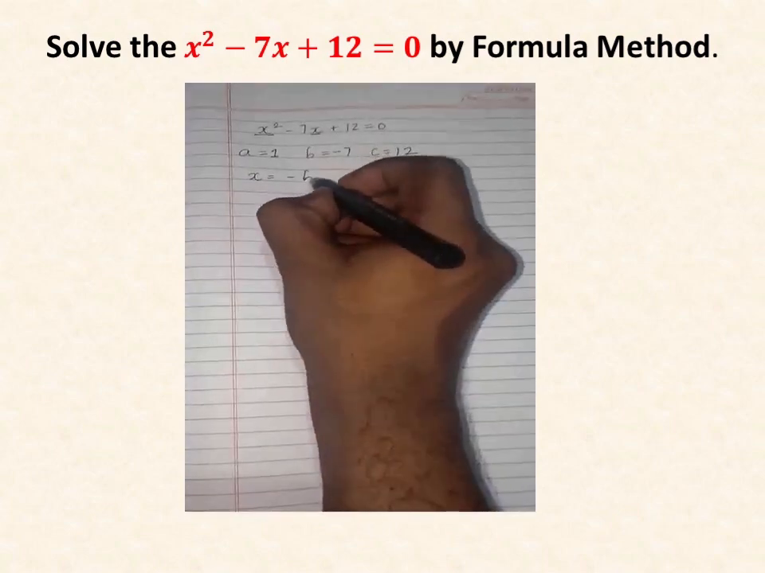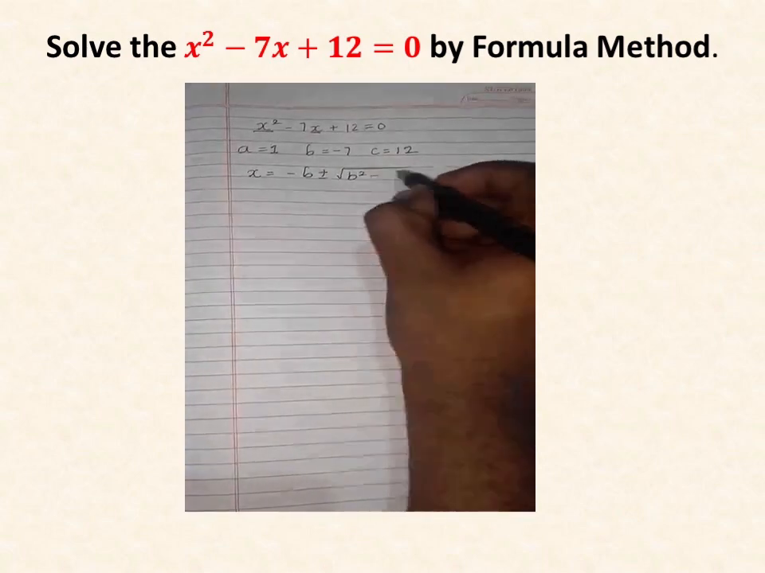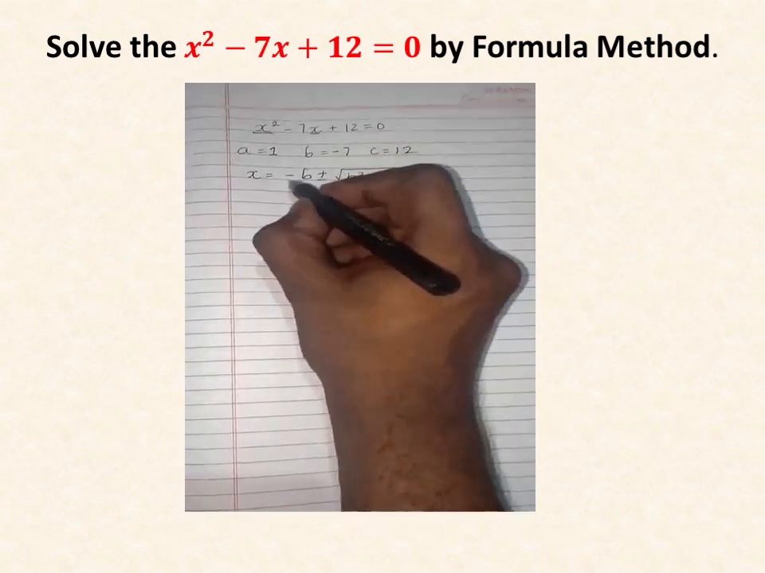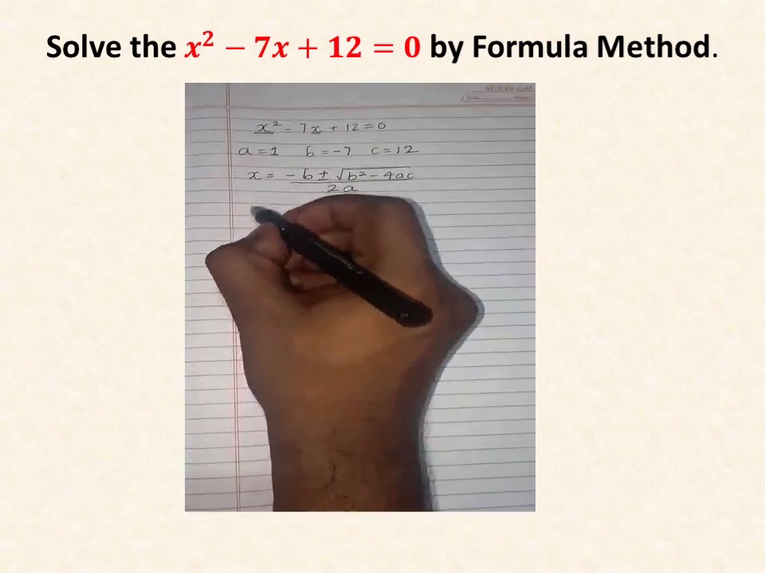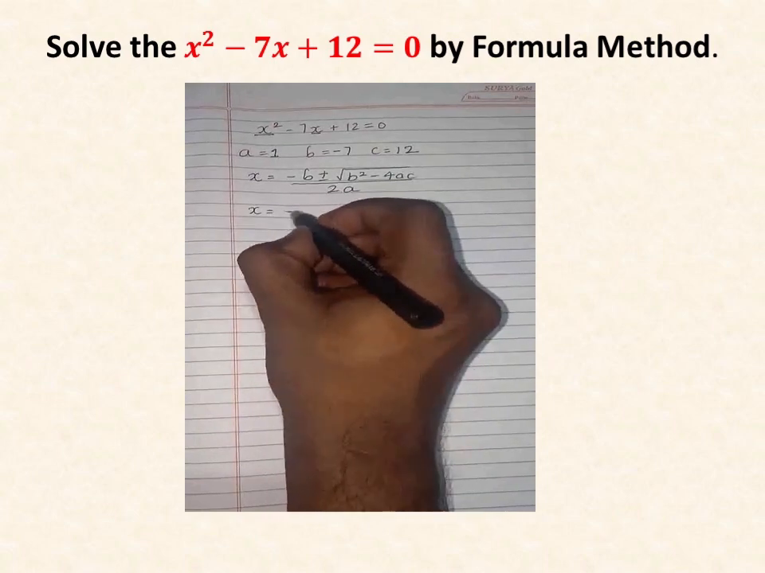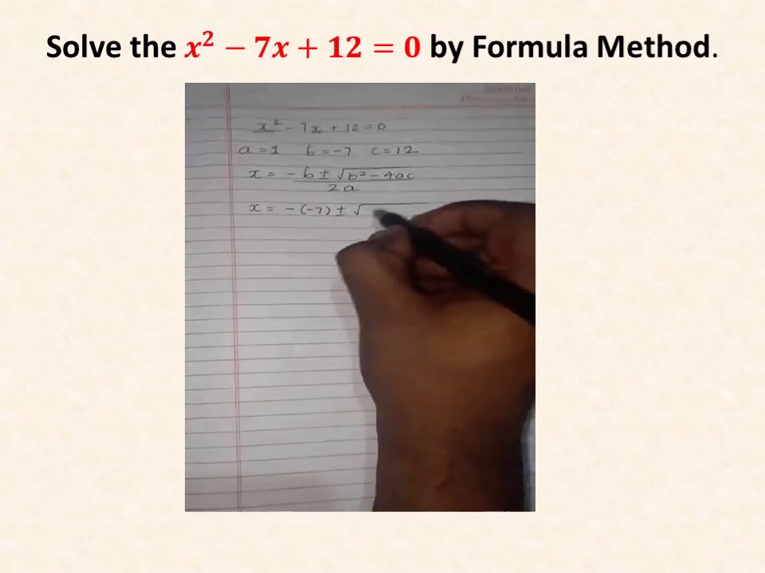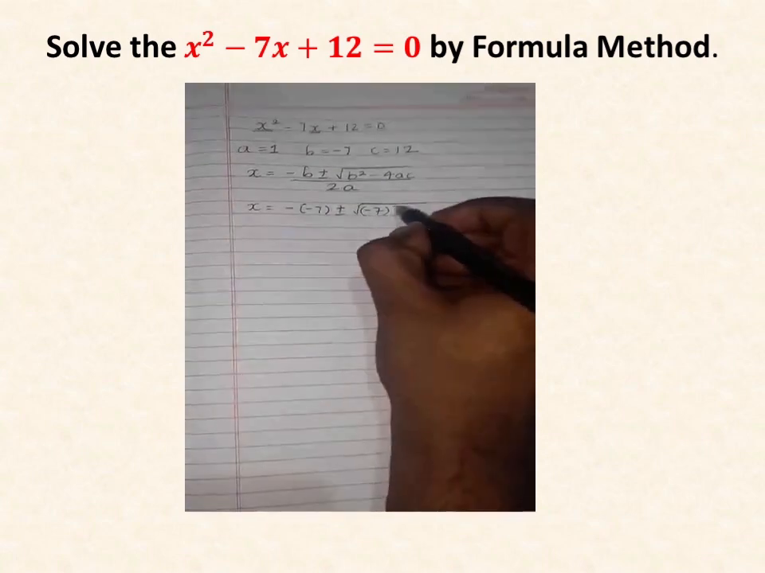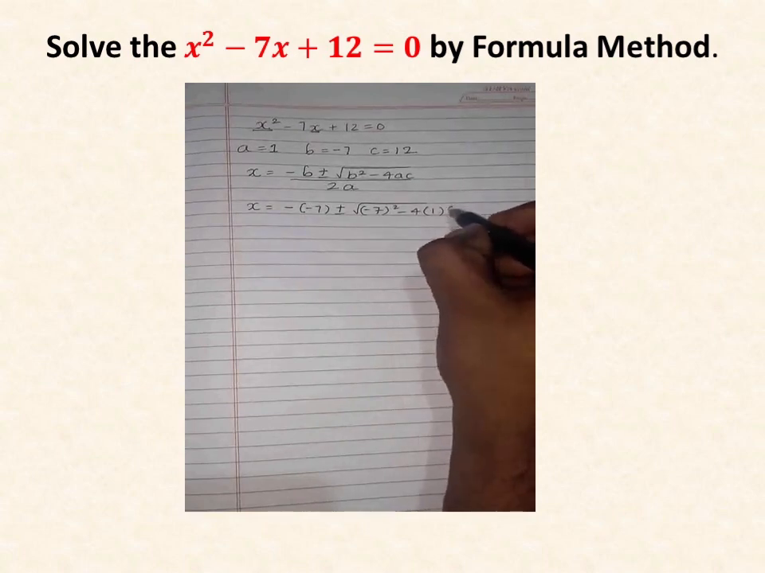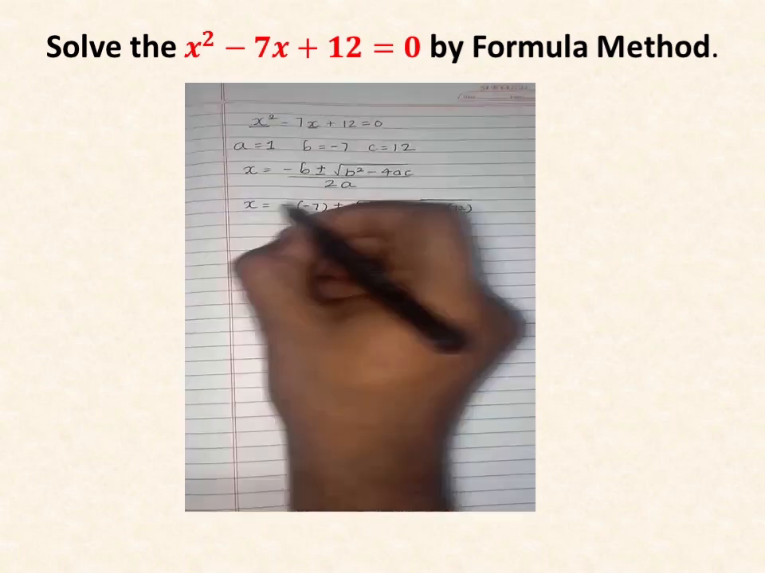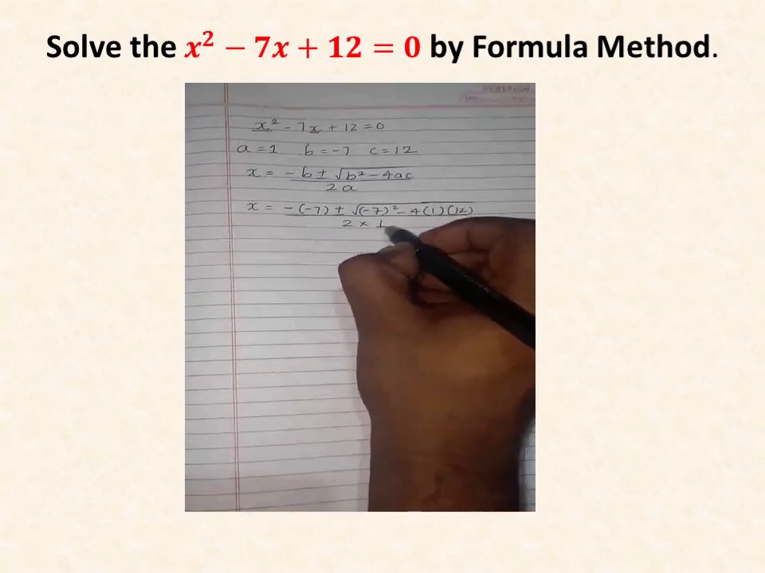Now I'll write down the quadratic formula. x equals minus b plus or minus square root of b square minus 4ac, by 2a. Now substitute the values of a, b and c in the quadratic formula. b value is minus 7, plus or minus square root of, again b value is minus 7 whole square, minus 4 times a value is 1, into c value is 12, over 2 times a value is 1.